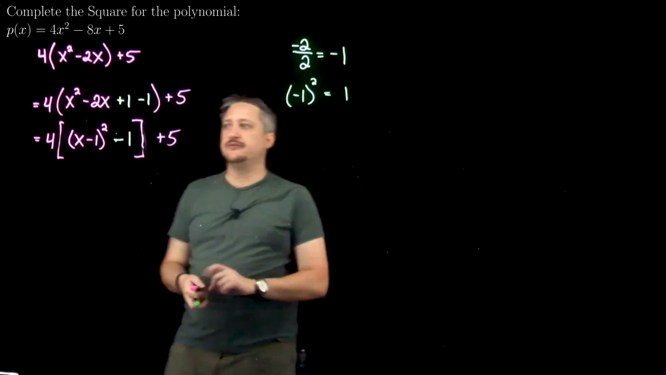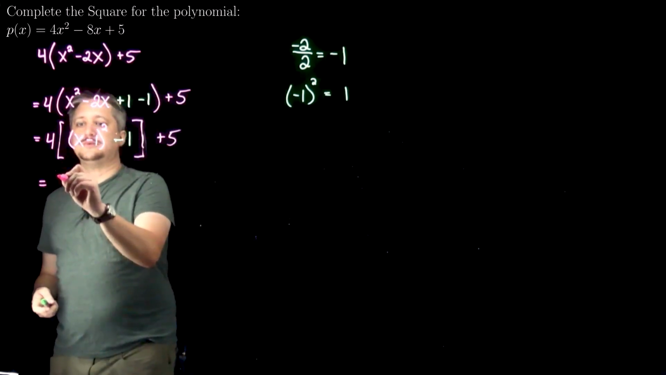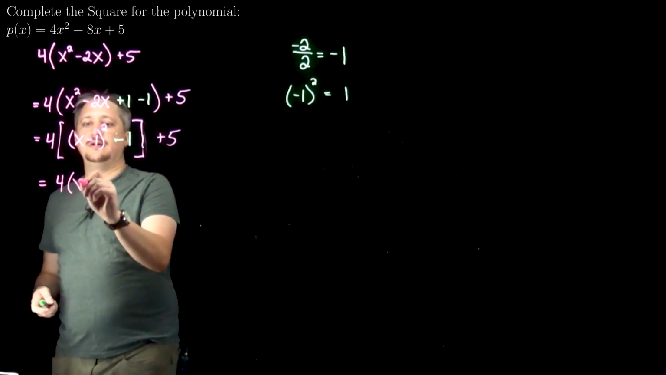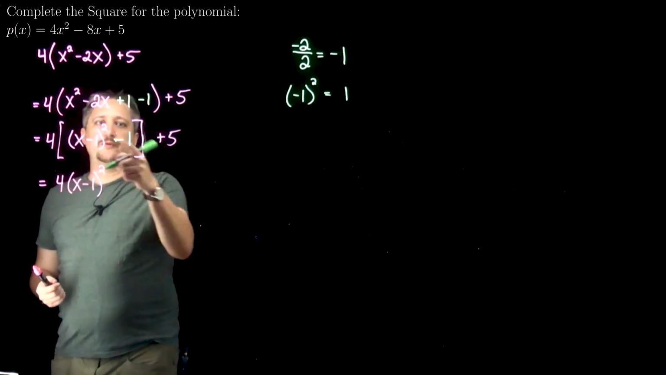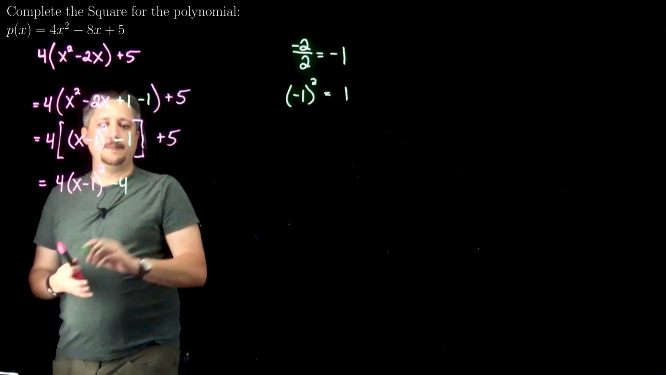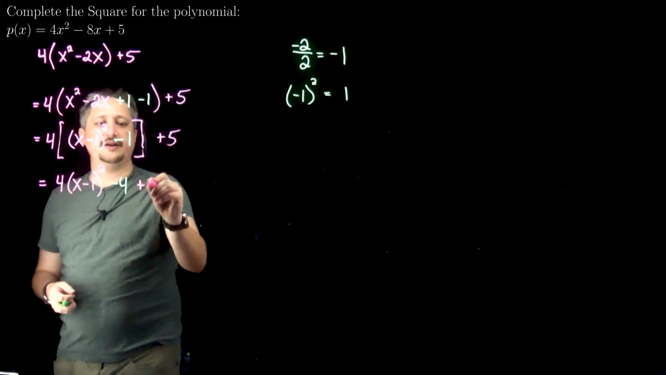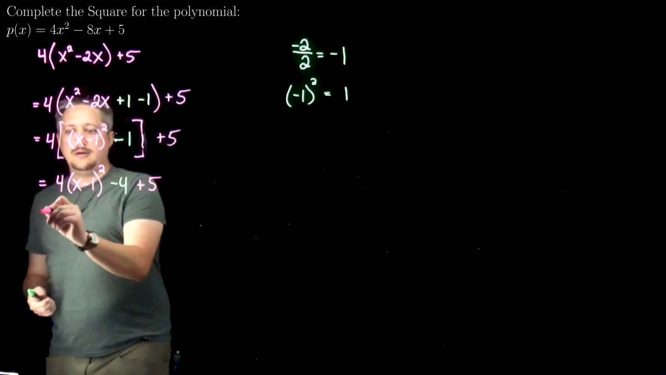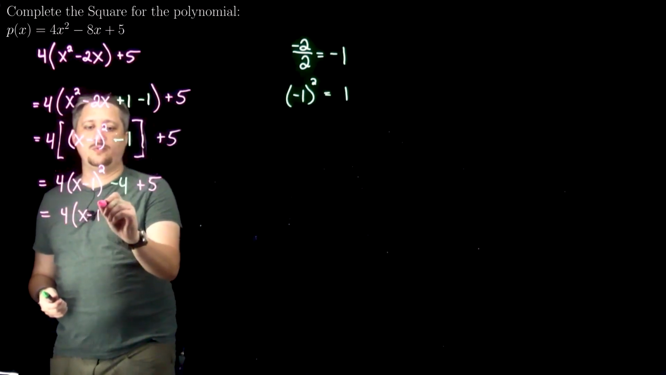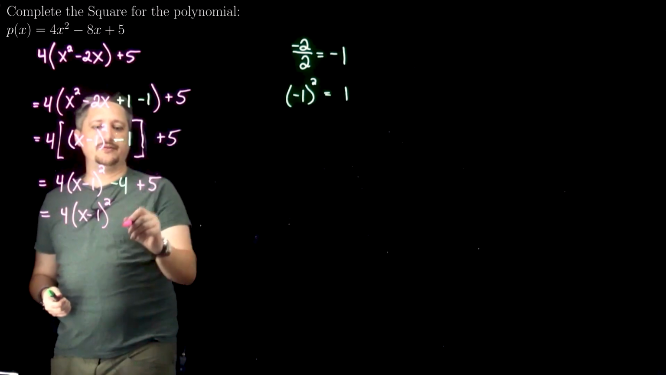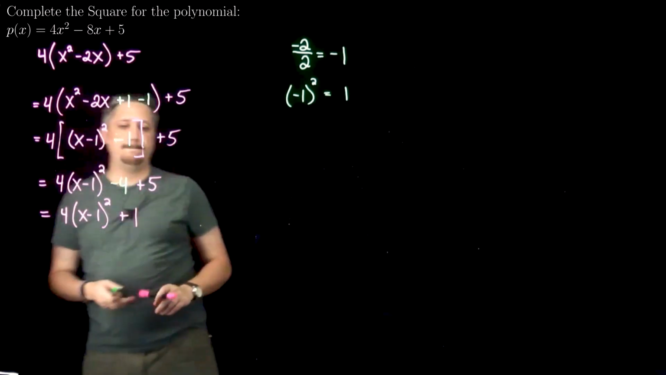So I'm going to distribute the 4 to get 4 times (x minus 1) squared. Then 4 times negative 1 is minus 4. And I still have that plus 5 hanging out. And now I can combine like terms to get 4 times (x minus 1) squared, and minus 4 plus 5 is plus 1. Okay.